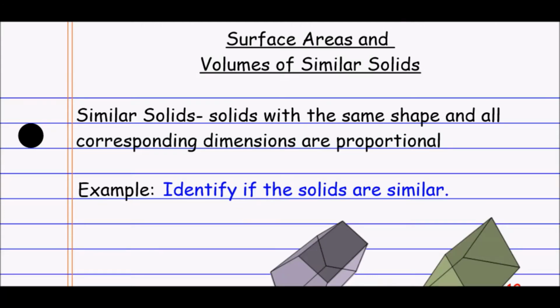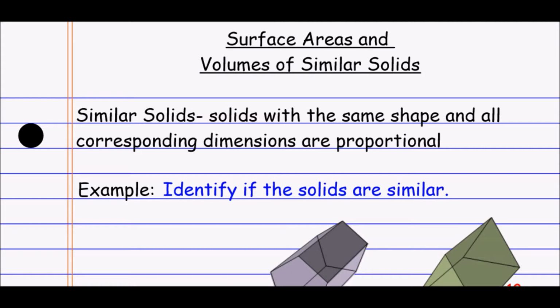Hi there, folks. Today we're looking at surface areas and volumes of similar solids, okay? And just like any other similar figures that we've had, similar solids are solids with the same shape and all the corresponding dimensions are proportional, all right? And when we looked at similar figures, we looked at side ratios to make sure that all the sides had the same ratio, to make sure the sides were proportional, all the angles were congruent.